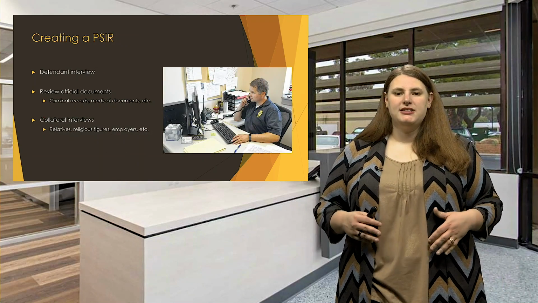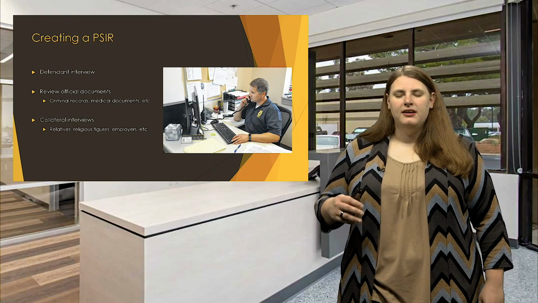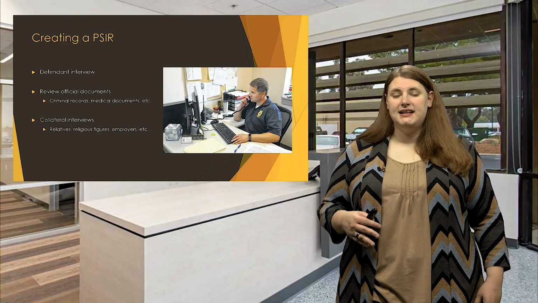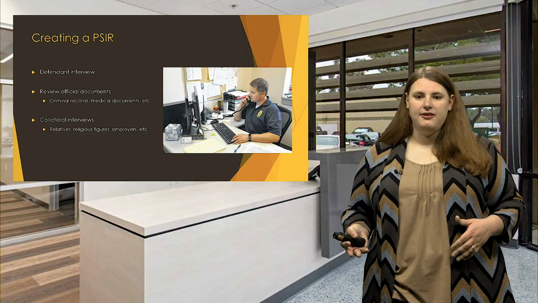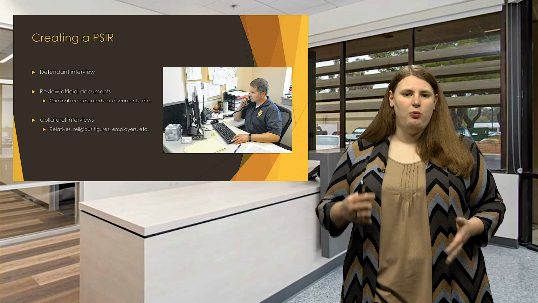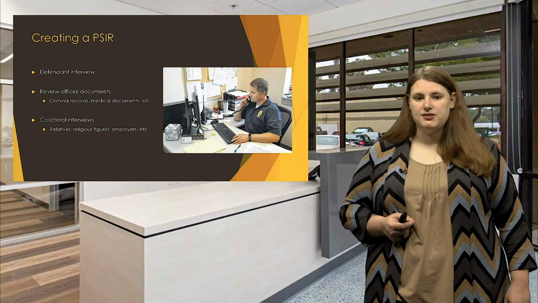So how does the probation officer go about actually creating a pre-sentence investigation report? The primary information gathering is done by interviewing the defendant. The probation officer will schedule an appointment with the defendant, and that's usually going to last about 1 to 2 hours. And this will allow the officer time to go through the defendant's history.